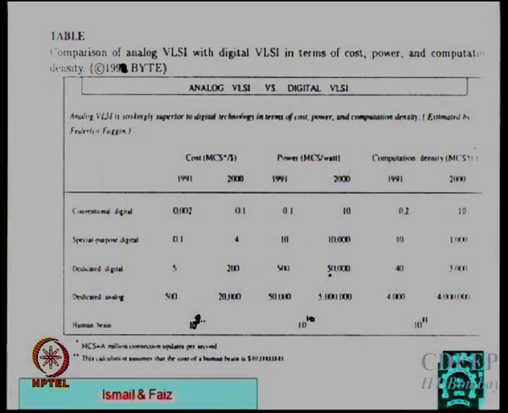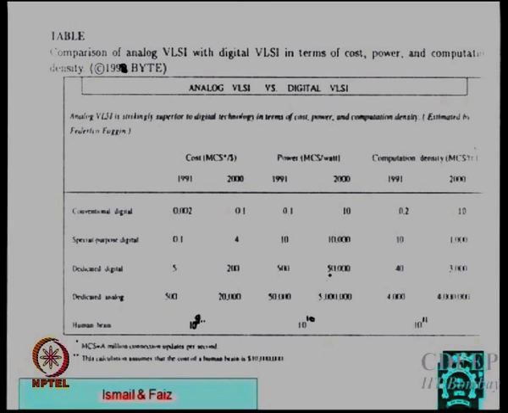You see the numbers, human brains require 2×10^9 million connection updates per second. We are still analog, at least we are reaching 20,000, digital 4-5. So we are no way reaching the nature. Okay. Analog, at least we are coming closer to the nature. To some extent, analog is still very much relevant for fundamental people.